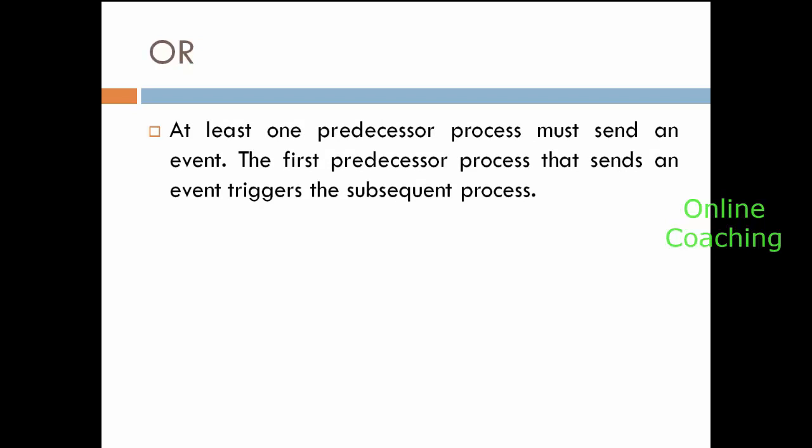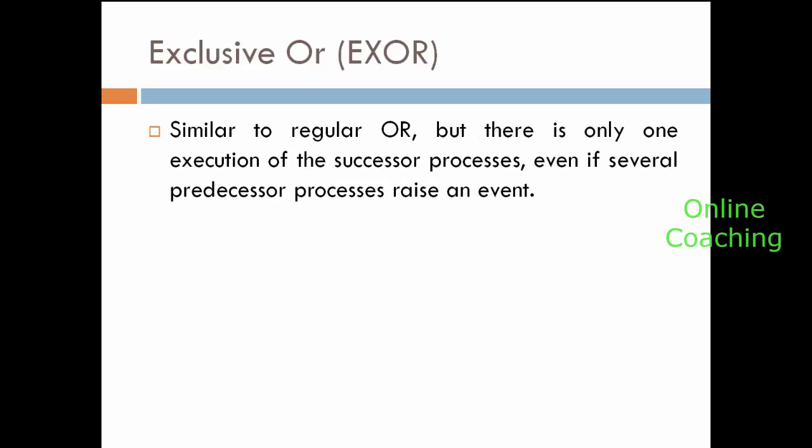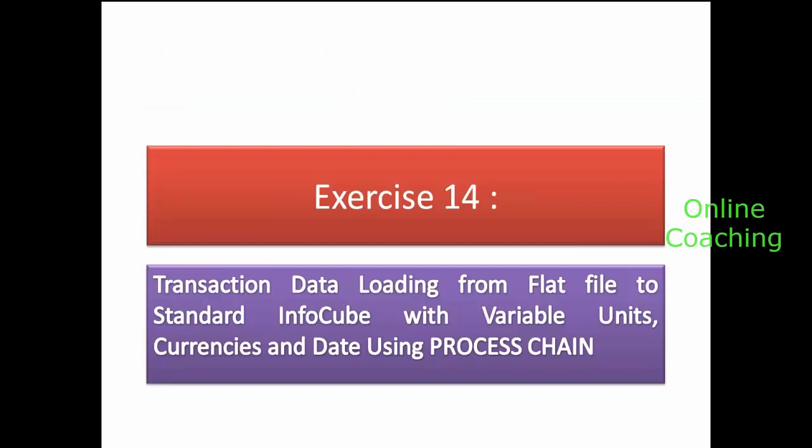OR means at least one preceding process must send an event. The first process that sends an event triggers the subsequent process. Either the first one or the second one should be executed successfully in the process chain wherever you have added the OR collector. Exclusive OR or XOR is similar to regular OR, but there is only one execution of a successful process. Even if several processes raise an event, any one should be successful, and the rest of the chain will be automatically executed. Okay, these are the collectors we're going to use.